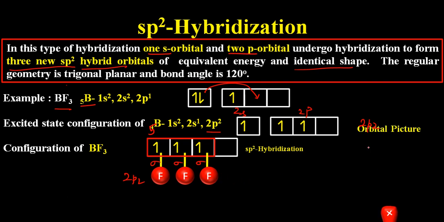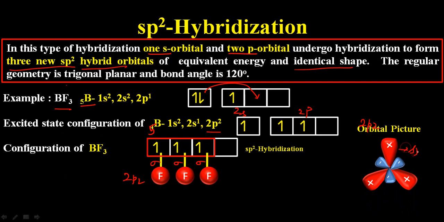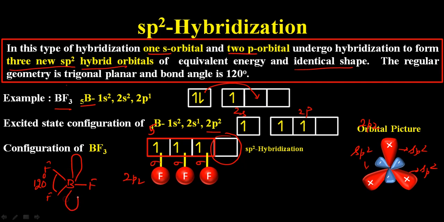As far as the orbital picture is concerned, now we have 3 sp2 hybrid orbitals. This is the first one, second one, and third one. So there are 3 sp2 hybrid orbitals which can overlap with 2p orbitals of fluorine atom. The molecular structure of BF3 can be shown like this, with a bond angle of 120 degree, and we have 1 orbital lying vacant here. So here is that 1 unhybridized vacant orbital.